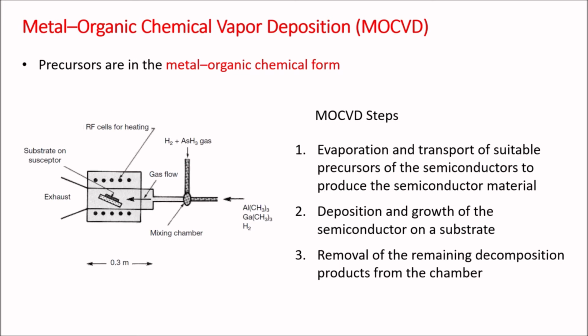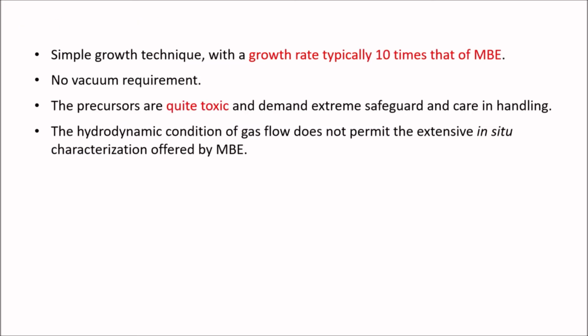Because MOCVD utilizes heated gas flow and surface chemical reaction, the substrate temperatures for typical device growth are higher than MBE and in the 500 to 1500 degrees Celsius range. One of the advantages of the MOCVD method is that it is a simple growth technique with a growth rate typically 10 times that of MBE. Another advantage is that no vacuum requirement is needed and hence maintenance becomes cheaper than that of MBE.